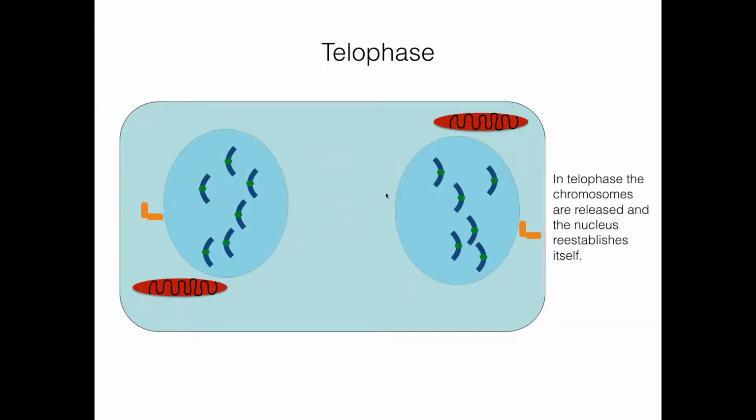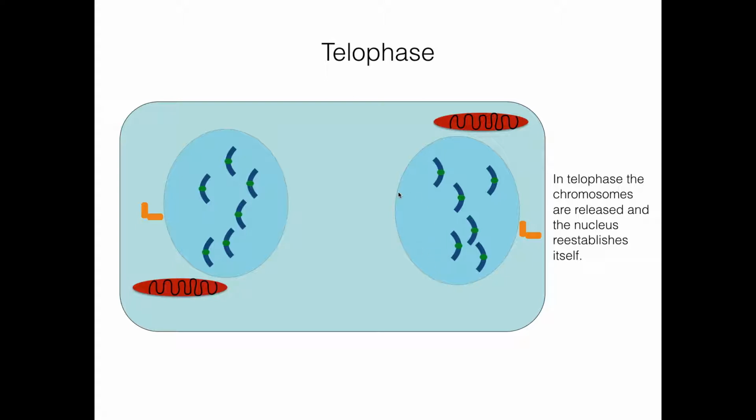The last phase of mitosis is telophase. Remember we said that telomeres were the end of the chromosome? Well, telophase is the end of mitosis. And in telophase, what happens is we start to put the cell back together. So we're going to form a new nucleus around each of these clusters of chromosomes on opposite sides of the cell, and we will begin to reestablish the cell's internal organelles.